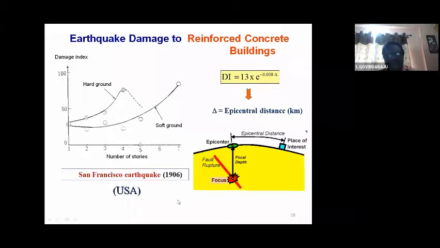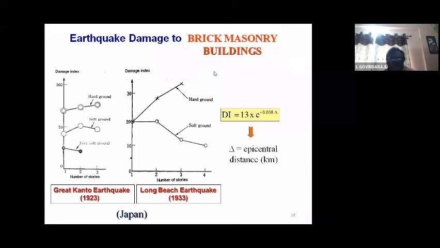In contrast to these reinforced concrete buildings, they also documented the earthquake damage to masonry buildings, either stone masonry or brick masonry, whatever it may be. They used the same formula. They took the data from two earthquakes: the Grand Kanto earthquake in Japan in 1923, and the Long Beach earthquake in 1933, Japan only. Please make an observation on the x and y axes: number of stories and damage index.